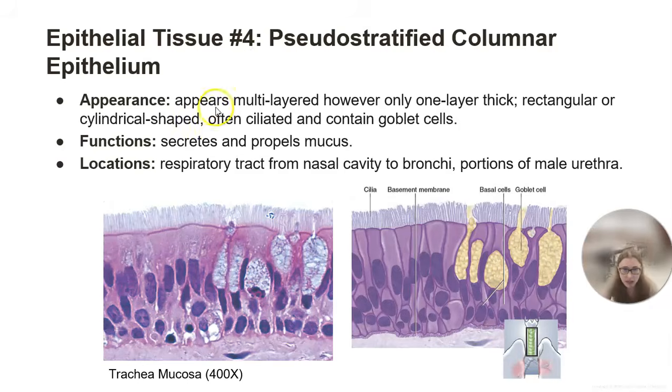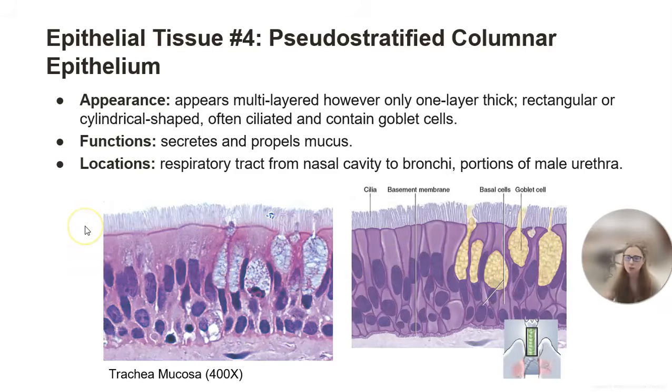So, like I just ran through, pseudostratified columnar epithelium appears multi-layered, however it really is only one layer thick, because we're considering the fact that everybody is attached to that basement membrane to indicate that this is a single layer of cells. These cells are going to be rectangular or cylindrical in shape because they're columnar. They often are ciliated. Remember, cilia means they've got these long projections off of that apical surface touching the lumen. And oftentimes are going to contain those goblet cells. We already talked about those guys.